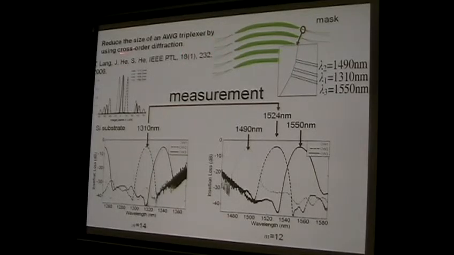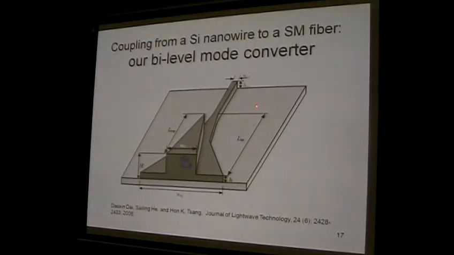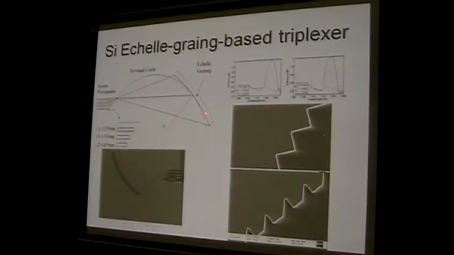And we can also reduce the size using cross order deflection rather than the same deflection order, and this is for the fiber to home application. With only 3 wavelengths we can reduce it further using these silicon waveguides. We can make a very small device for fiber to home application. So the light is coming in here with different wavelengths, and with the grating on the silicon waveguide, they are focused on different outputs and the 3 different wavelengths are separated. And these are the measured results.